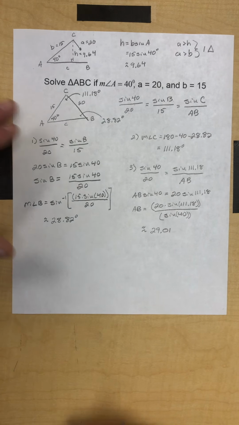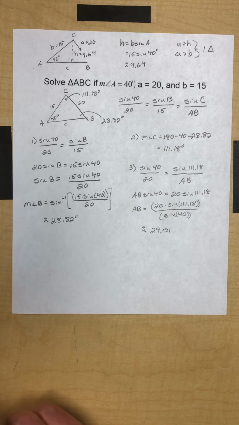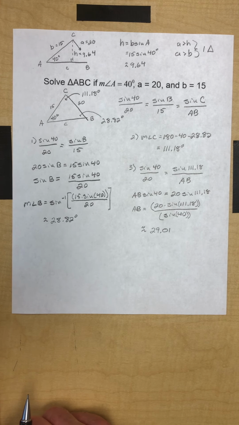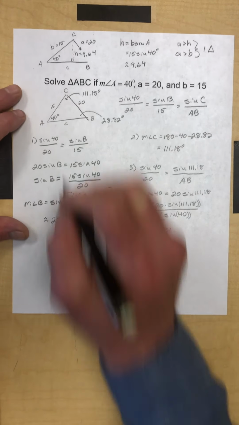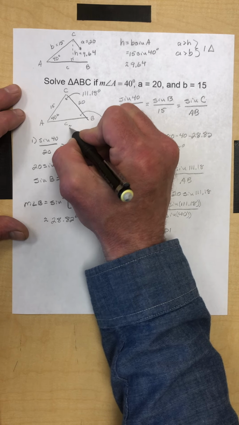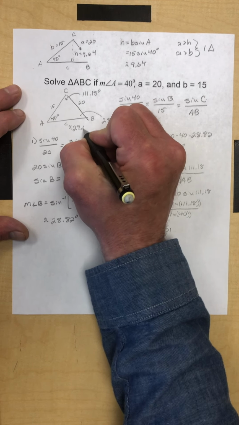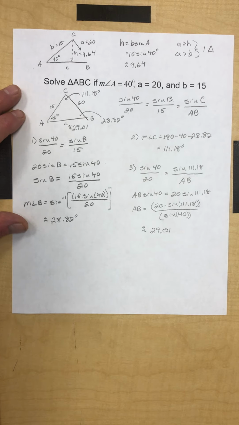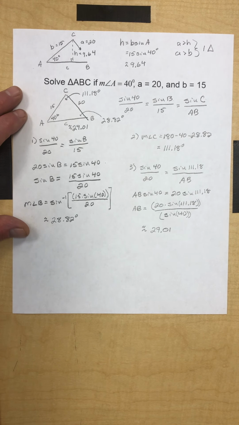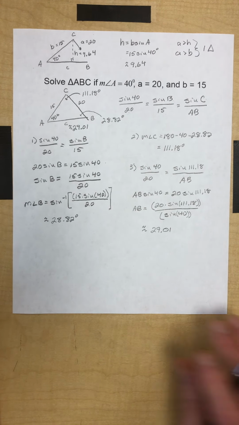And I'm coming up with 29.01. I'm going to check that one more time to make sure. So I have 20 times the sine of 111.18 divided by sine of 40 with two parentheses, and I am getting 29.01. So this side right here is approximately 29.01. So I have that triangle solved. We're in good shape there. Let's see if we can get another one in.